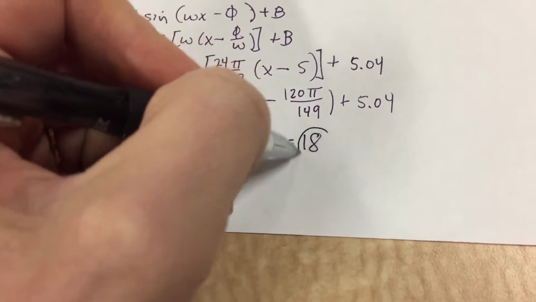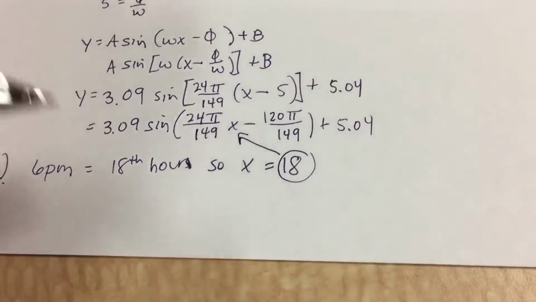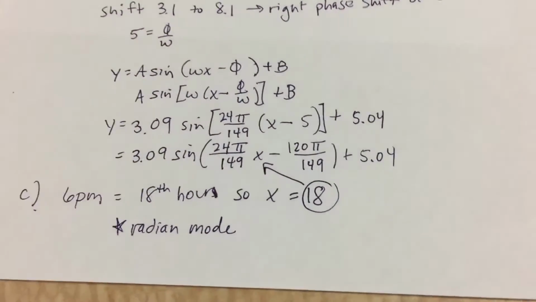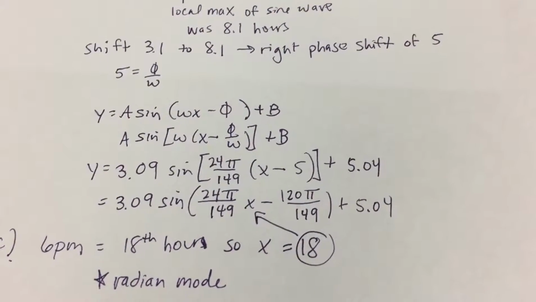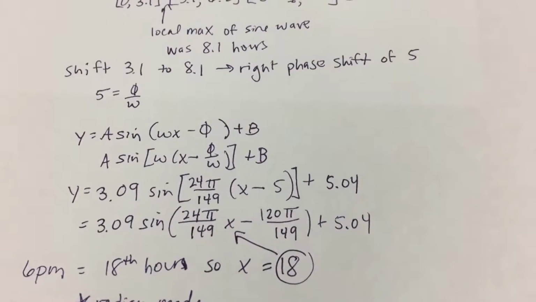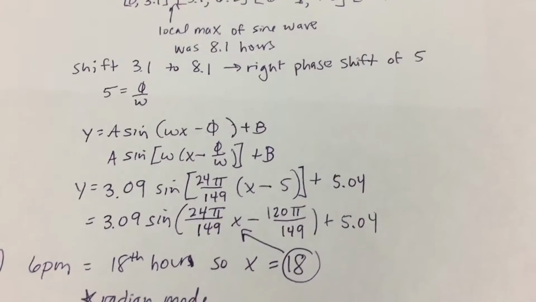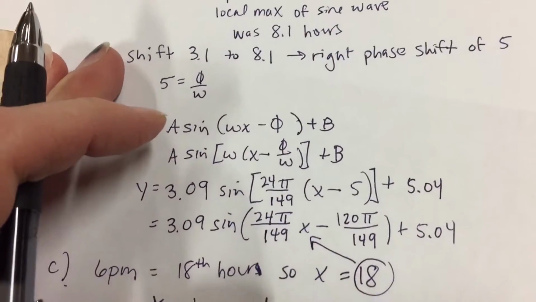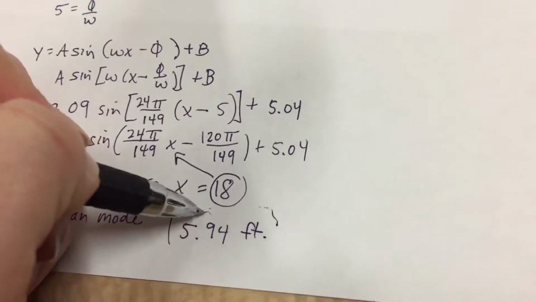The only thing you need to do is be really careful in your calculator when you're plugging this in. Make sure you're in radian mode. And you guys check this because I did this earlier and this is what I got. If you plug in 18 for x, you type in your calculator 3.09 sine of 24 pi times 18 divided by 149 minus 120 pi divided by 149 under your parentheses, plus 5.04. You should get 5.94. It says predict the height of the water, and the only other thing we need is a unit, which is feet. Okay, so that'll do it.